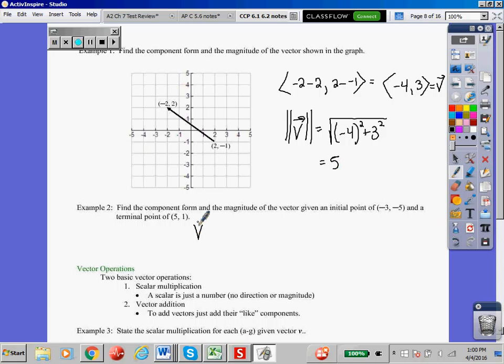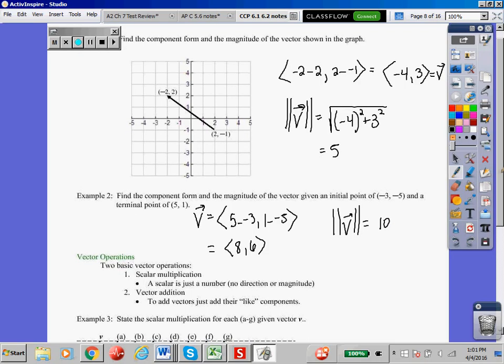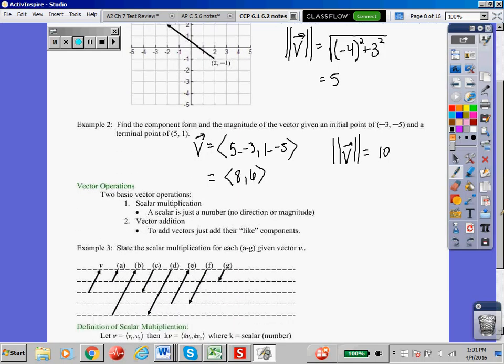All right, so for the component form, you should take 5 minus -3, 1 minus -5. So that's what, 8, 6. And the magnitude, what'd you guys get? It worked out nicely, didn't it? 10. Do you get that 6, 8, 10 is a multiple of 3, 4, 5? And you can do that for any triple that way.